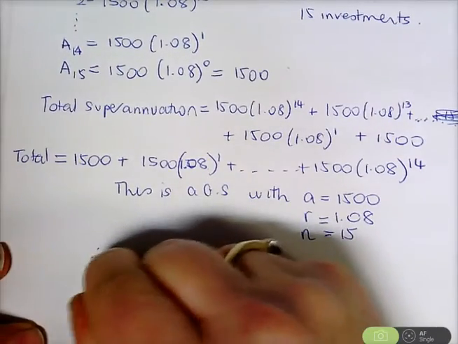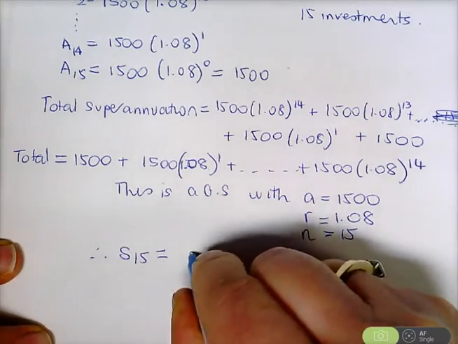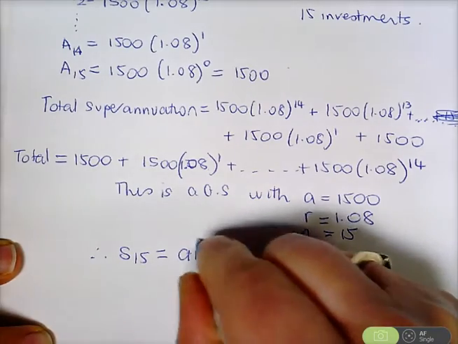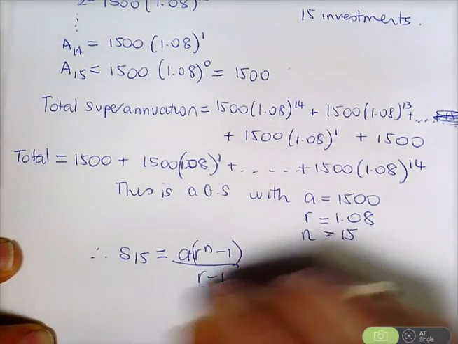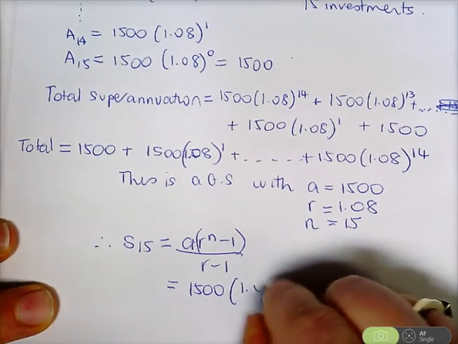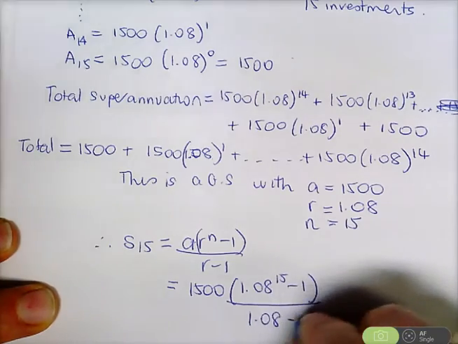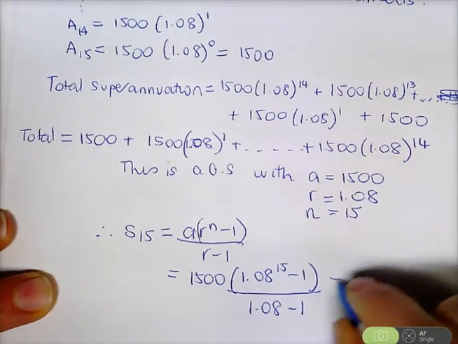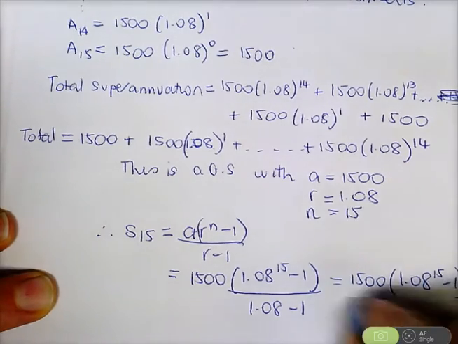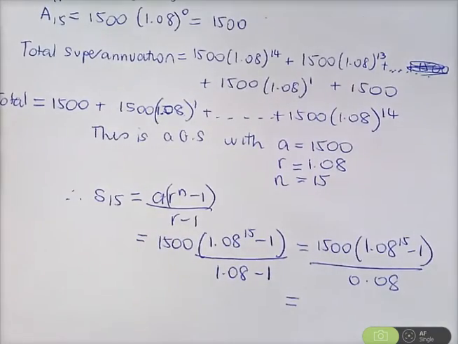So therefore, the sum of my series, the sum of the first 15 terms, R is greater than 1, so we'll use R to the n minus 1 over R minus 1. So it's 1500, 1.08 to the 15 minus 1 over 1.08 minus 1, which is 1500, 1.08 to the 15 minus 1 over 0.08, and we can get an answer there.